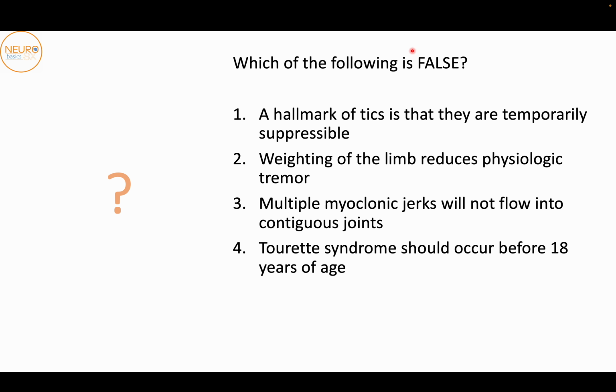Now, which of the following would be false? A hallmark of tics is that they are temporarily suppressible. Weighting of the limb reduces the physiologic tremor. Multiple myoclonic jerks will not flow into contiguous joints. And Tourette syndrome should occur before the age of 18.